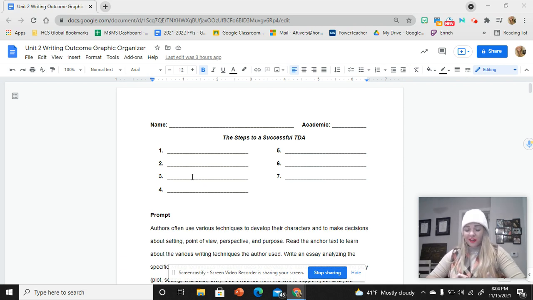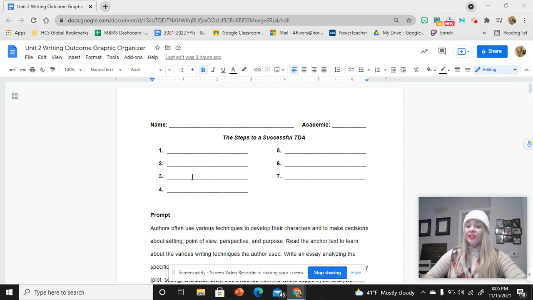You can't just sit down and start writing a TDA. You have to have a plan. You have to draw out that plan. So you're actually going to create a physical graphic organizer on paper where you're going to record your ideas that you're going to end up using in that essay later on. Okay, and that graphic organizer should guide you from start to finish with that text-dependent analysis.